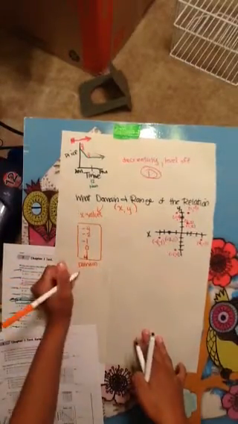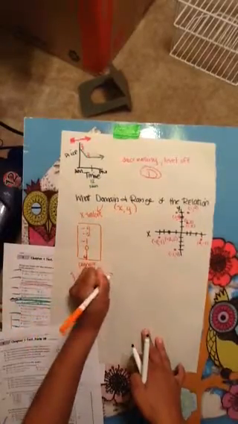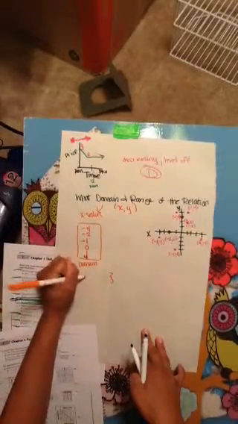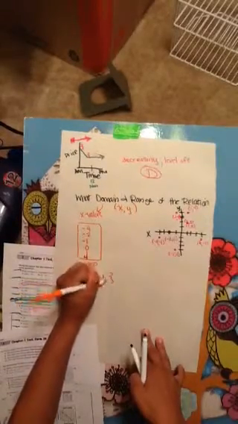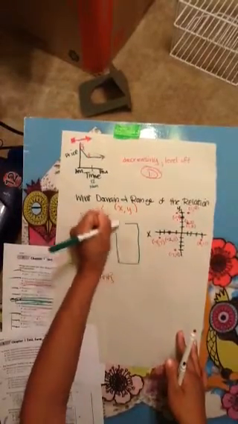You should write it in set brackets from smallest to biggest. So -4, -2, -1, 0, 1, 4. That would be my domain. Range is the y values.